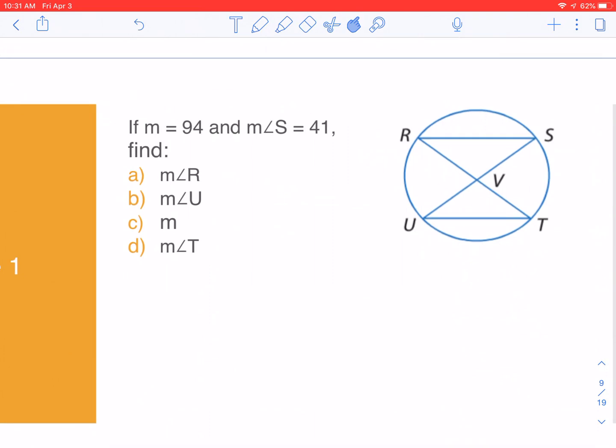Here's another one we can do. I think this is supposed to be S here. We'll just say that this is S. Okay, let's find the measure of R.